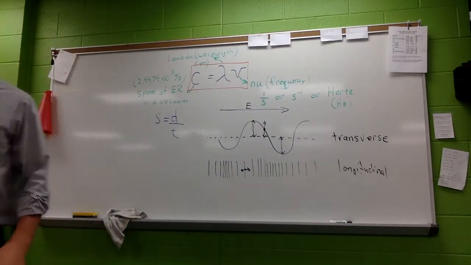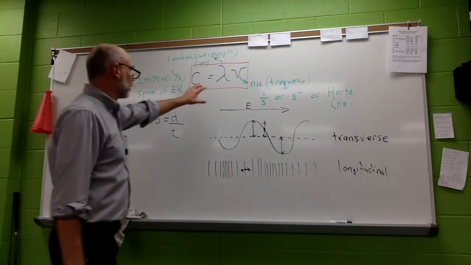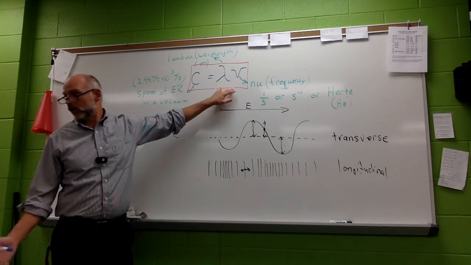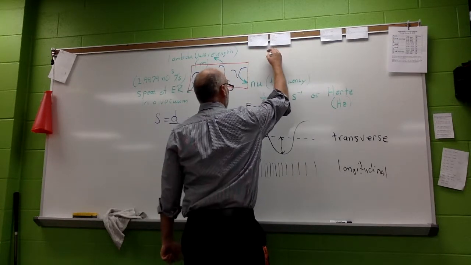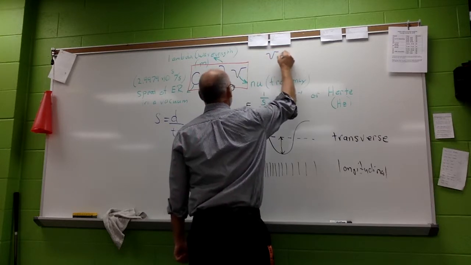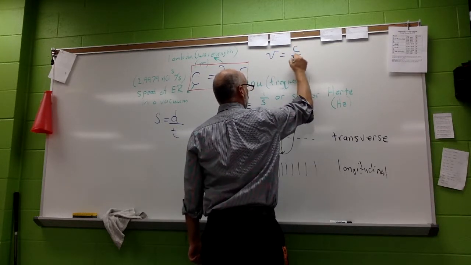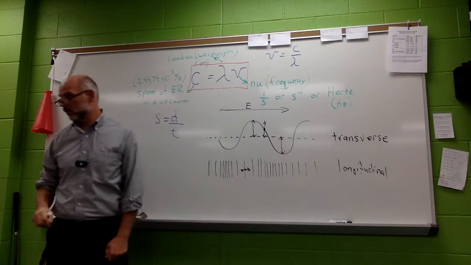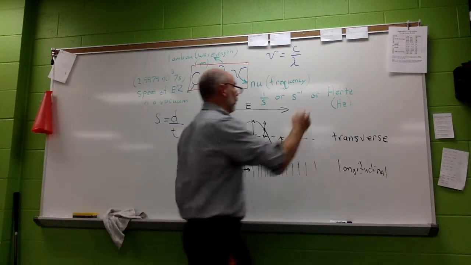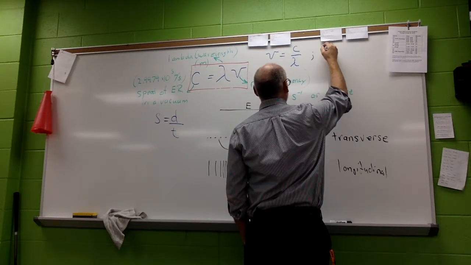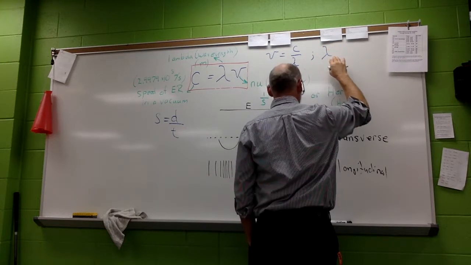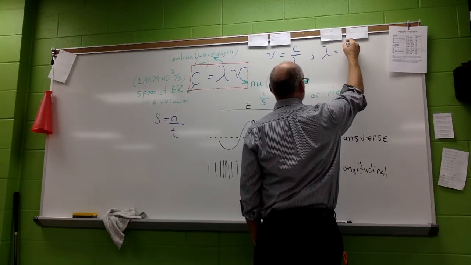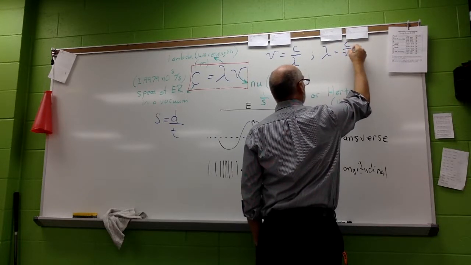Oh, by the way, there is something I forgot to do. So clearly we could rearrange this equation and solve for any of those variables, right? So if we wanted to solve for frequency, clearly we would have C over lambda. Would you guys agree? And if I wanted to solve for lambda, or sorry about that, it would be C over nu.